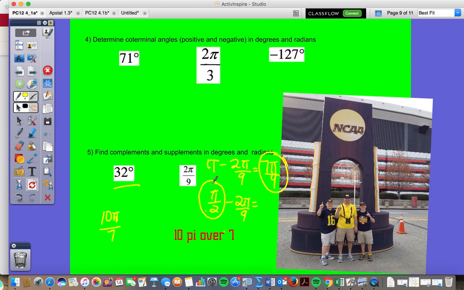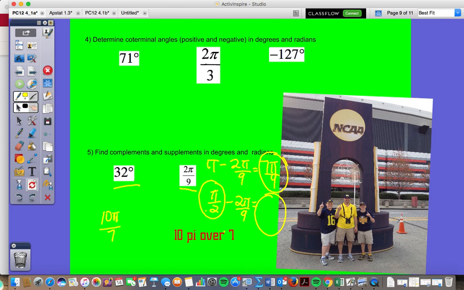I subtract what's been given, 2 pi over 9, and once I do that, what do we call that? Complementary, because it's 90 degrees or pi over 2. Are you good on that? No? Hey, I appreciate that. You're good. So is everyone good in determining that 2 pi over 9 is the angle that's been given, right?